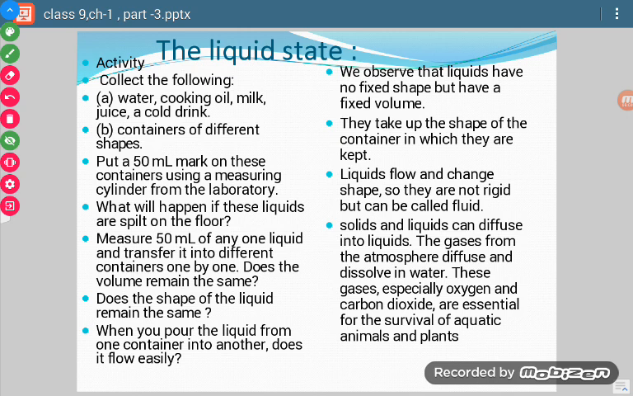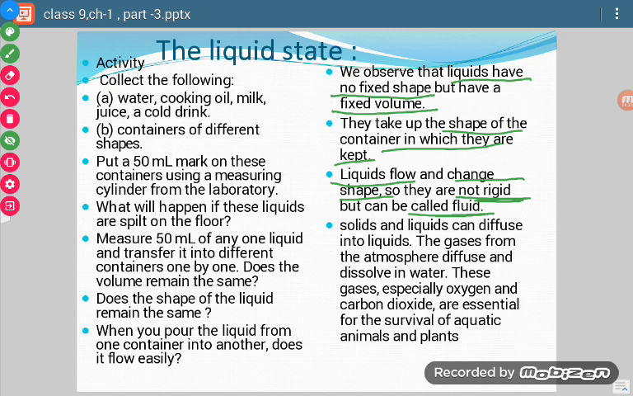Now on the basis of this activity, we will see the different postulates or different characteristics. The first thing we observed is liquids have no fixed shape but have fixed volume. Okay, they take the shape of the container. Then liquids flow and change shape, so they are not rigid and they are called fluids.